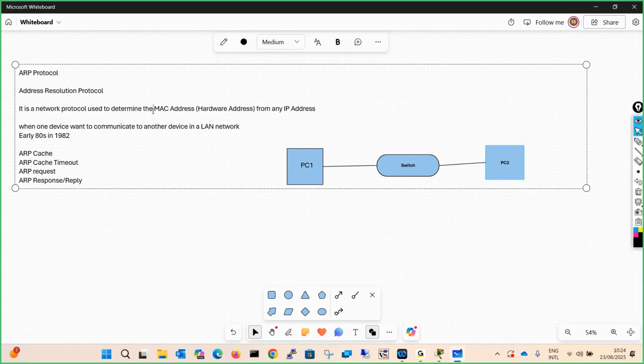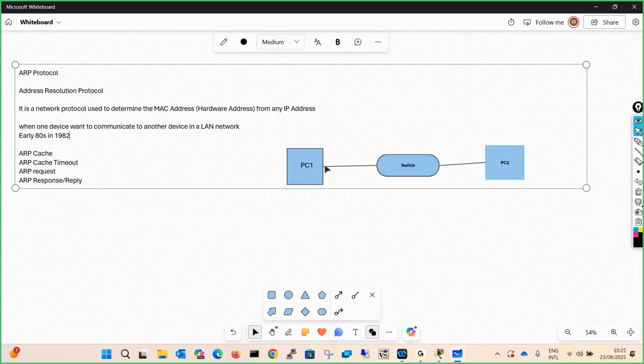It is a networking protocol used to determine the MAC address, hardware address, or you can say physical address from any IP address. In our initial lectures, we discussed the basics of the ARP protocol. In today's lecture, we are going to discuss it in detail. When one device wants to communicate with another device in a LAN network, the ARP protocol is useful. Using the ARP protocol, this is possible. So I can also say that ARP is used to map the IP address to the MAC address.